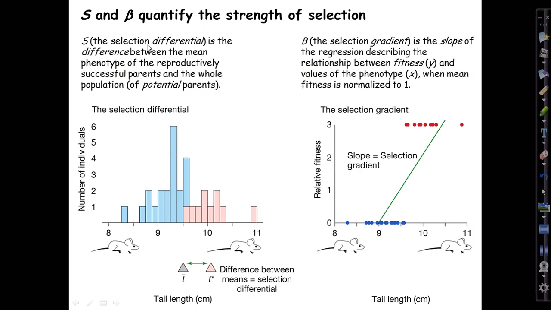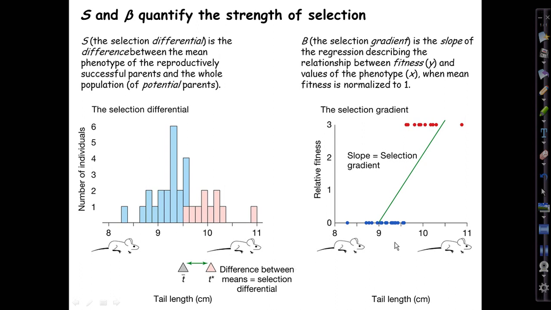Okay, so S and beta are both going to quantify the strength of selection. And in this panel, what we're going to do is get at the equivalence between them, even though they look so different. You remember the selection differential is just the difference between the means of the parents who were selected for breeding and all the parents who were potential breeders. That is to say, T star minus T bar for tail length in this made-up hypothetical experiment of selection on tail length in mice.